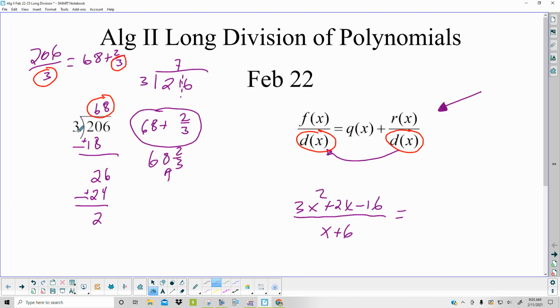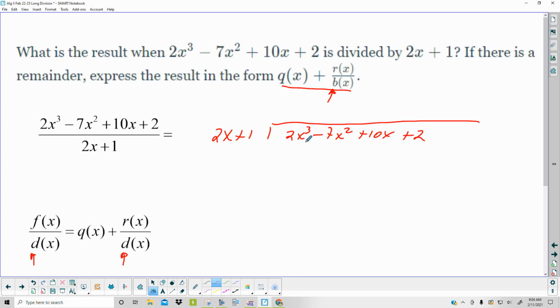First thing you need to understand is that when I tried to divide the 3 into the 206, I didn't divide into the whole thing all at once. I picked this piece. The point being, there's a strategy you used to be able to do it: I only took part of it, I didn't take the whole thing. So here, initially, I'm not going to try to see how this divides into the whole thing. I'm just going to take a piece of it, and what I'm going to ask is, what would you multiply 2x by to get 2x cubed?